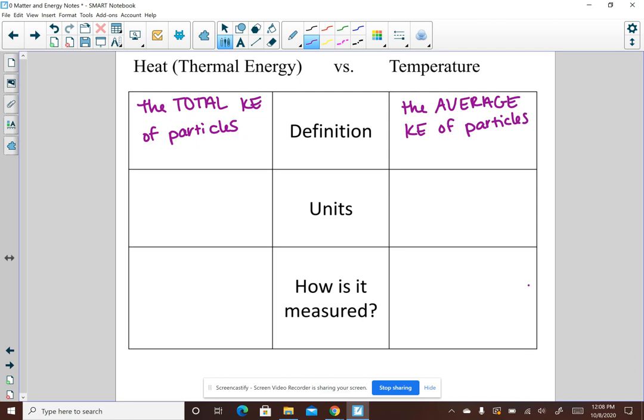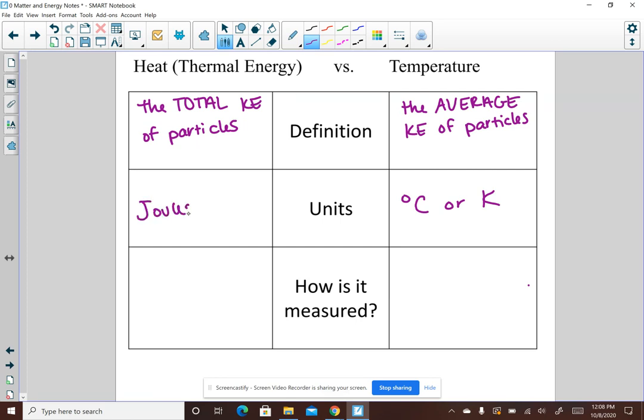Okay, so because temperature is just an average of the amount of energy the particles have, it's not an actual form of energy itself. Okay, because they're different things, they have different units. Temperature is measured in degrees Celsius or in Kelvin. And energy is measured in joules.